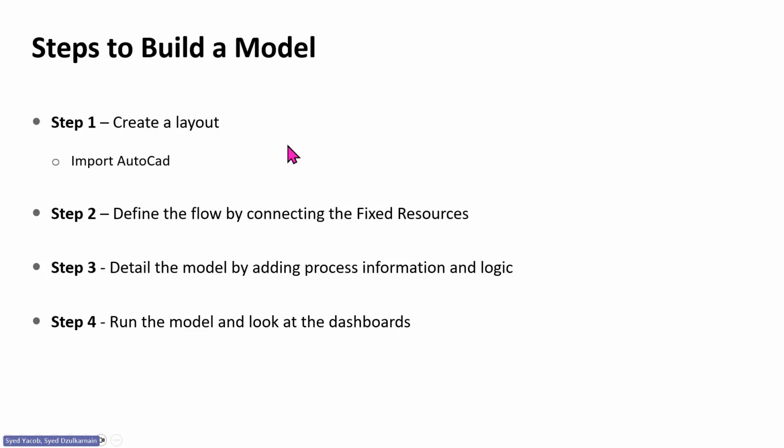So create a layout, import AutoCAD, define the flow by connecting the fixed resources, and detail the model by adding process information. Process information means every machine has its detail, such as how much a machine can produce within an hour, the machine's MTBF, downtime, and how long it will take to repair. So all this information you need to key in. That usually comes with the machine's catalog, so don't worry. You can run the model and look at the dashboard for the reports.